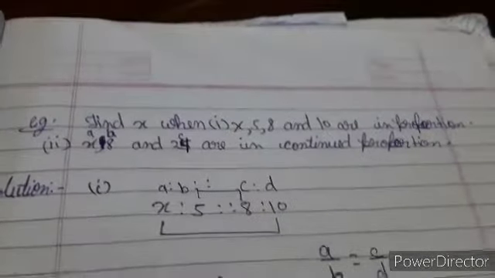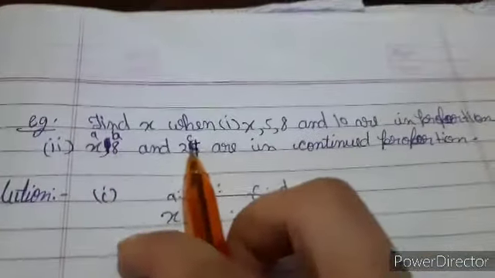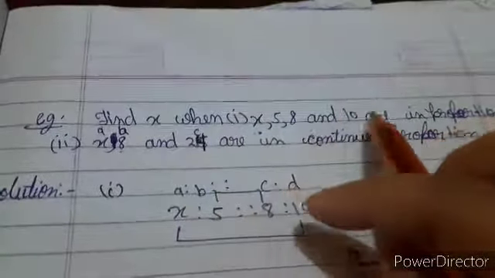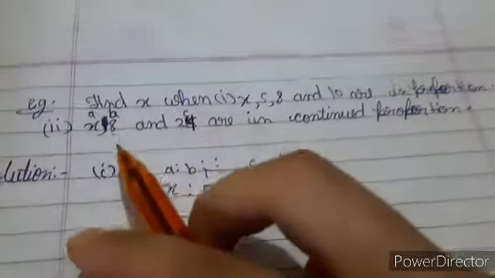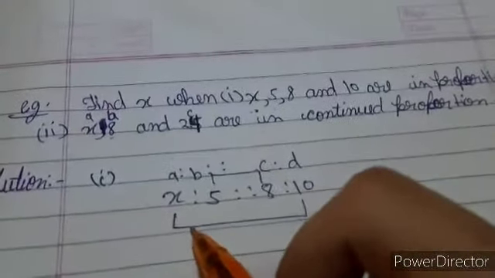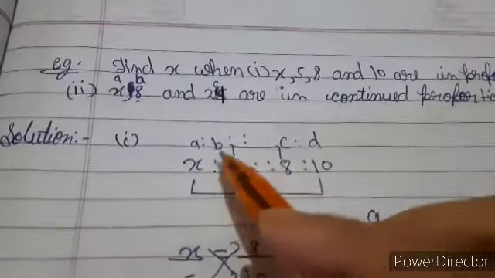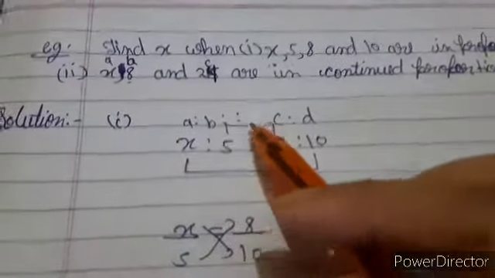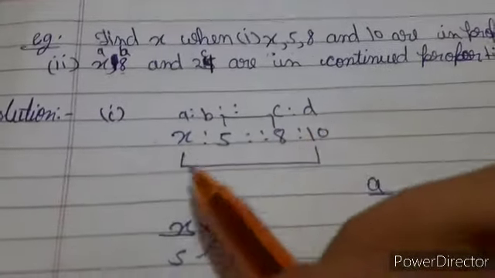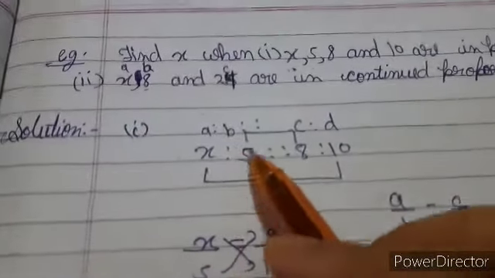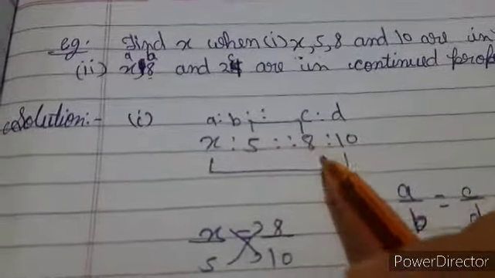Children, one more example. The question is: find x when x, 5, 8 and 10 are in proportion. The second one we will read afterwards. The first one, solution. Now we will do the solution. A is to B such that C is to D. That is the formula. Now x is to 5 such that 8 is to 10.